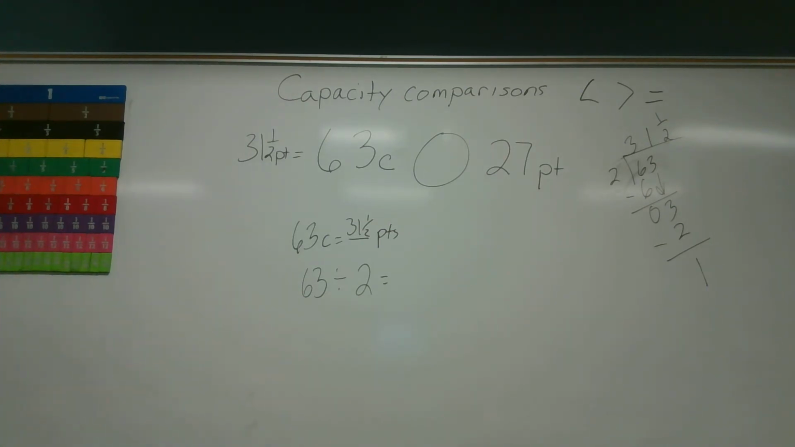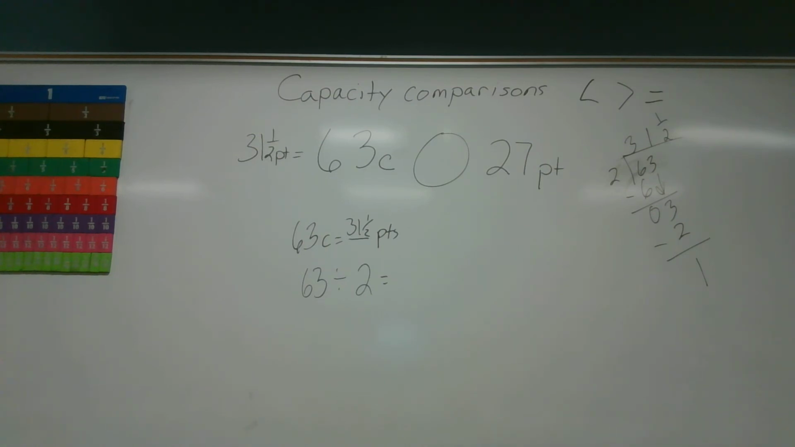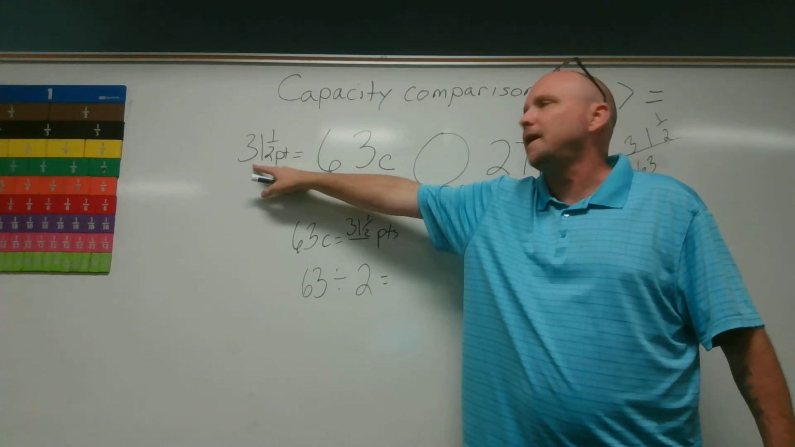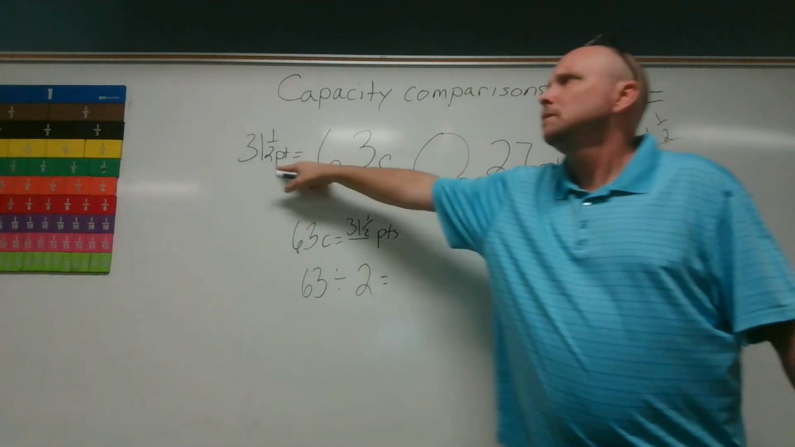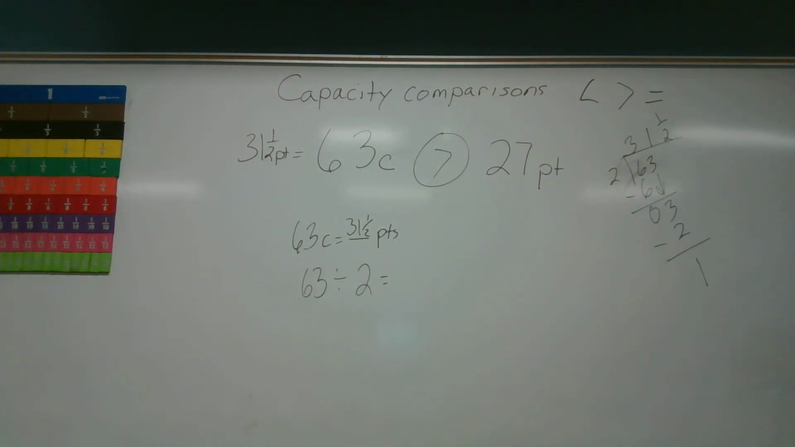So which is bigger, Noah, 63 cups or 27 pints? 27 pints is not. Because 63 cups equals 31 and 1/2 pints. You literally just went through this. So that would make this one greater. Look at it.